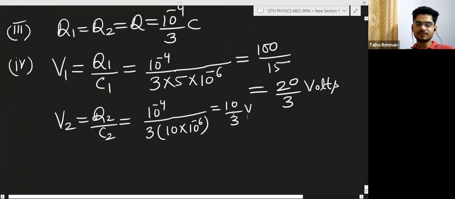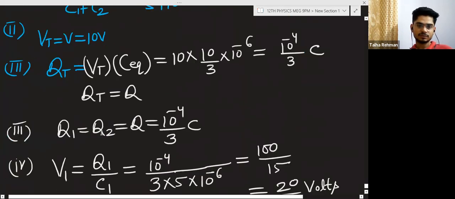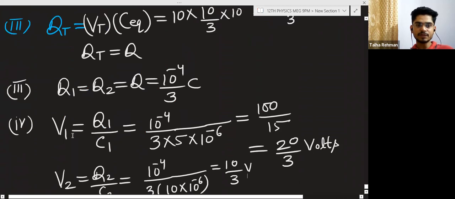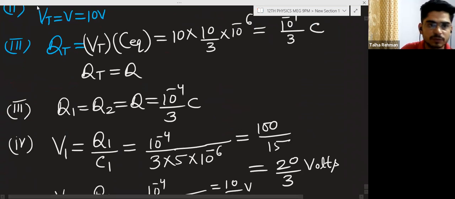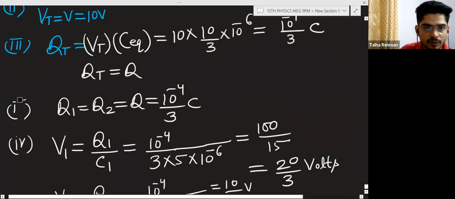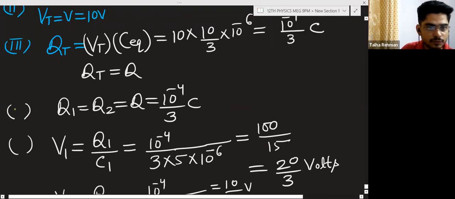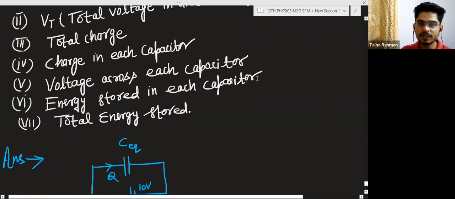No need to divide this further. You can write this answer also; this is also correct. If you want, then you can do it. Voltage across each capacitor we have calculated. Sorry, first, second, third, and this is fourth, and this is fifth. Now in the sixth, energy stored in each capacitor.